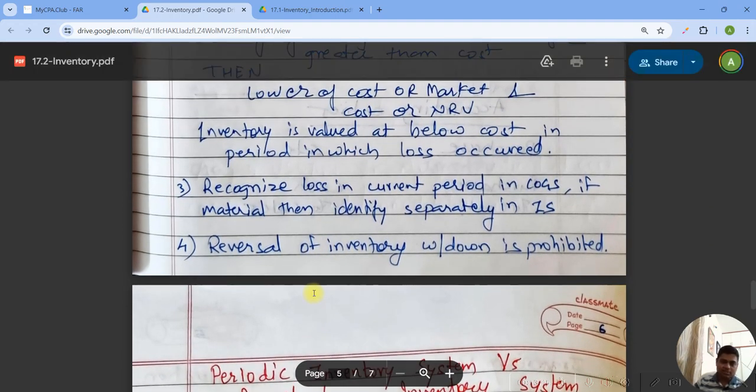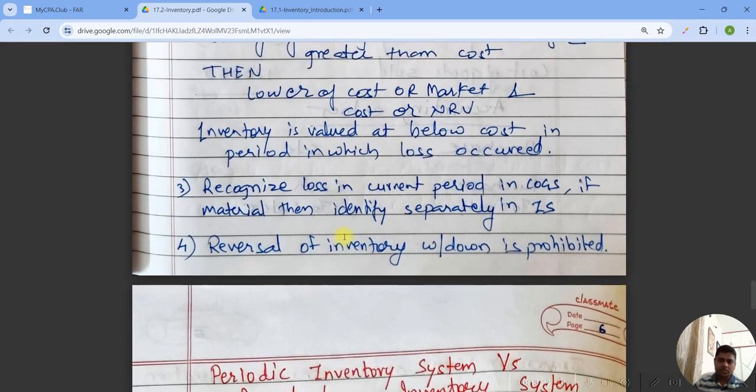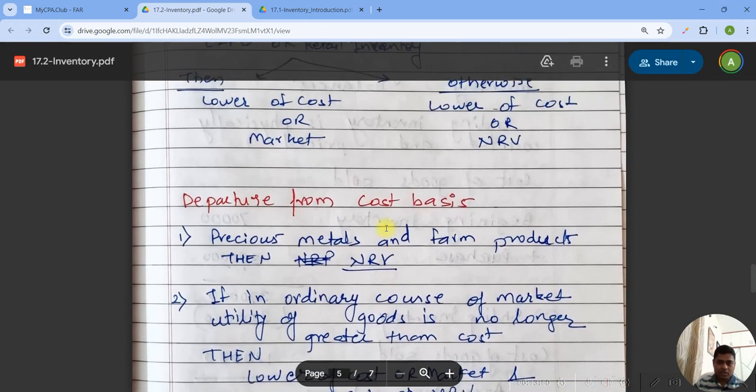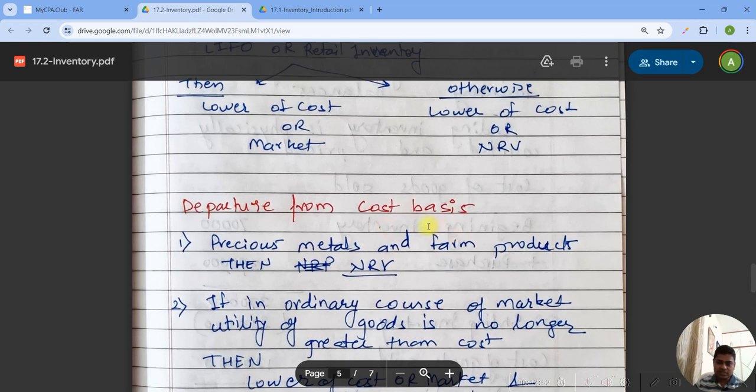So these were the key concepts about inventory. There are a few more concepts which we'll see in the next session.